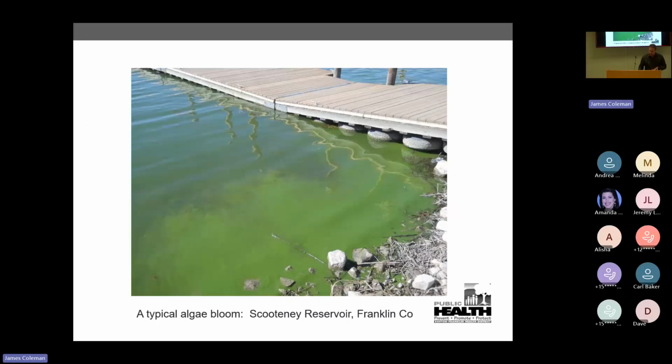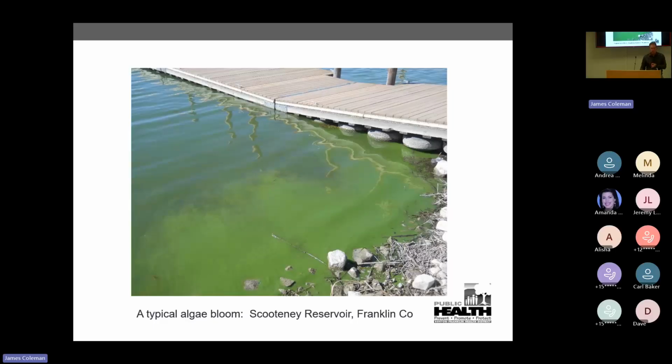But when you see a situation like this, I think most people would not swim in that. They probably wouldn't allow their dogs to go in that. So one good thing about this type of algae is that there's a visual clue. We know it's there. We know it's probably not good for us. However, a lot of times you can't determine whether a toxin is being produced just by looking at the bloom.